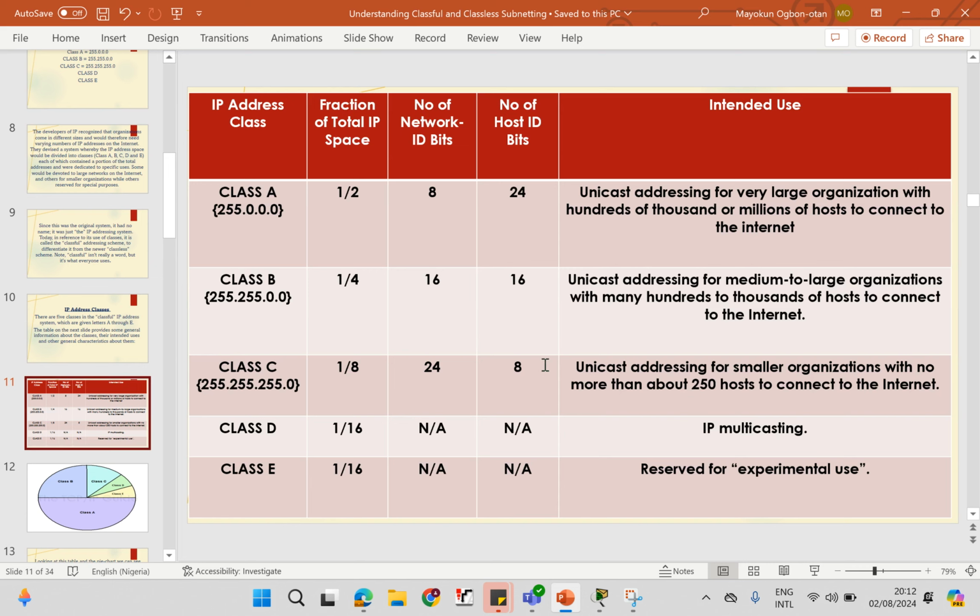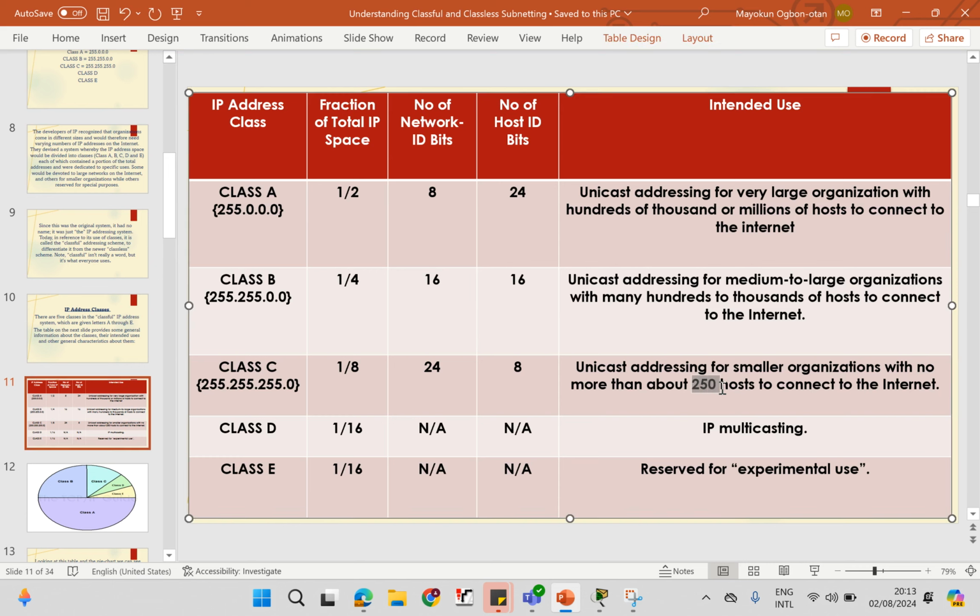So that's how we don't need to cram all of these things. We just need to understand that the subnet mask is the most important part, and then what is your network and your host ID. And this one is unicast addressing for smaller organizations with no more than 250 hosts, that is 250 users, to connect to the internet. So majorly we are going to be working with class A, B, C.